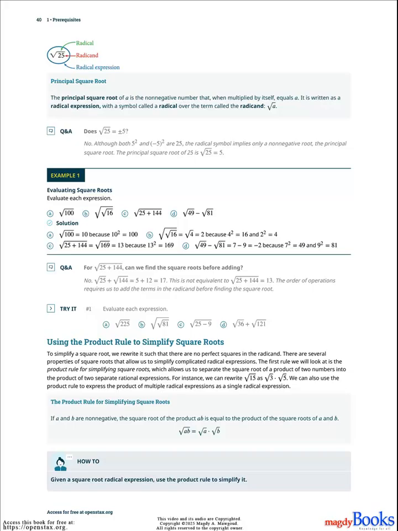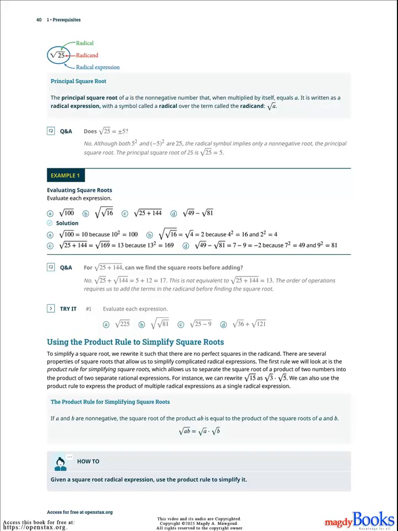1.3.2. Using the product rule to simplify square roots. To simplify a square root, we rewrite it such that there are no perfect squares in the radicand. There are several properties of square roots that allow us to simplify complicated radical expressions.